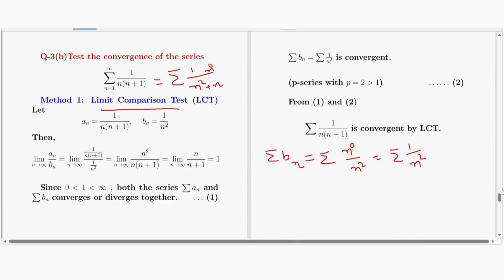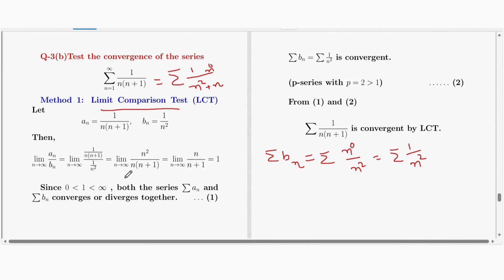So for a given series an, first of all, here we have new series bn. So now what is the an? An is 1 upon n plus 1 and bn is 1 upon n square. Now second step, find the limit. Limit n tends to infinity an upon bn is equal to limit n tends to infinity an is 1 upon n plus 1 and bn is what? 1 upon n square. Now simplify this.